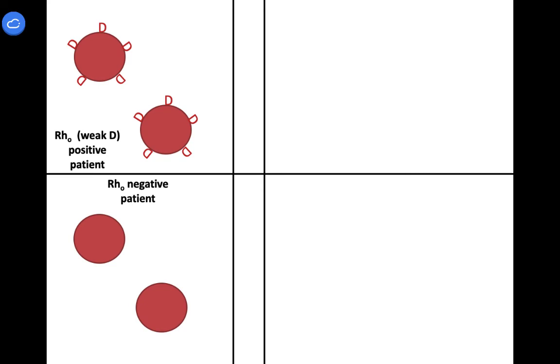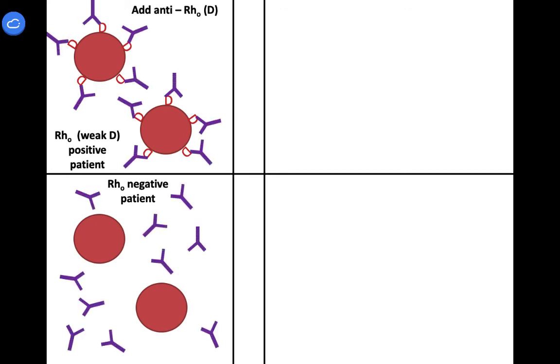Let's walk through the two scenarios that can happen. On the top, we have a patient who is weak D positive. These are the red cells with that D antigen. And then we have someone who is negative. We're going to add our anti-Rh to both. Notice how those that have the D antigen on it will bind to the anti-D. That's what anti-D does. It binds to D. If you look at the bottom one, there's nothing to be bound to because this patient is Rh negative.